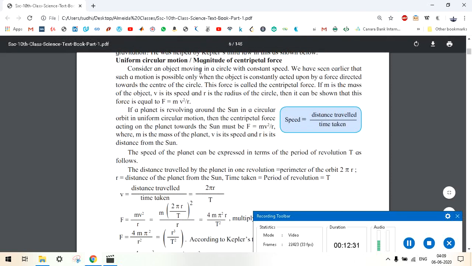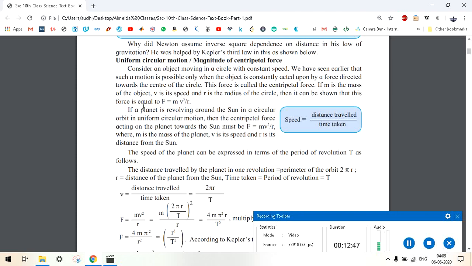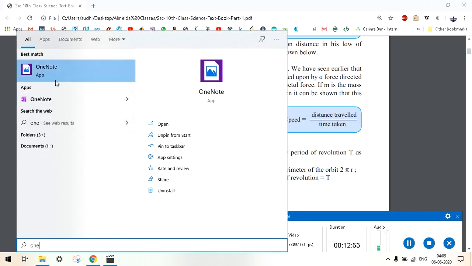So consider an object moving in a circle with constant speed, like a planet. We have seen earlier that such a motion is possible only when the object is constantly acted upon by a force directed towards the center of the circle. Let me explain this too.